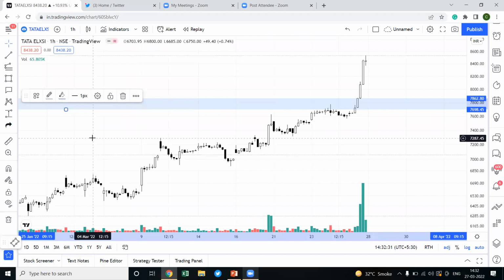But on the upside, I think it will face some resistance because it has already extended a lot, 10-12%. So it might come down, or it might consolidate near the 8,900 to 9,000 mark.